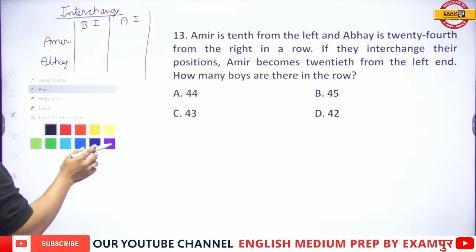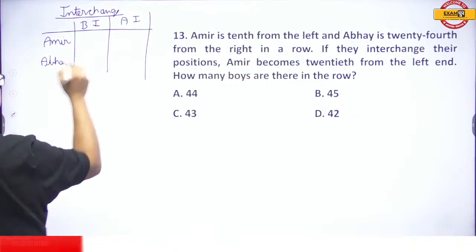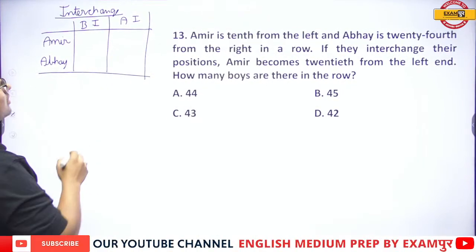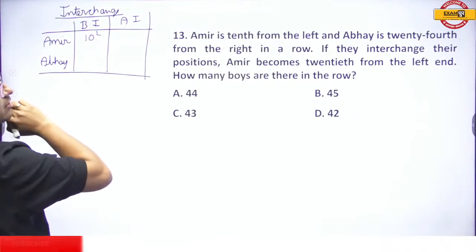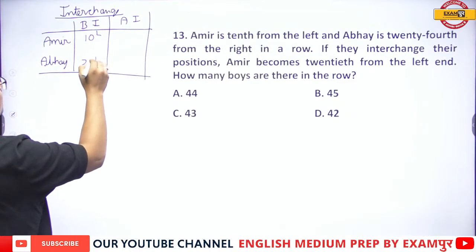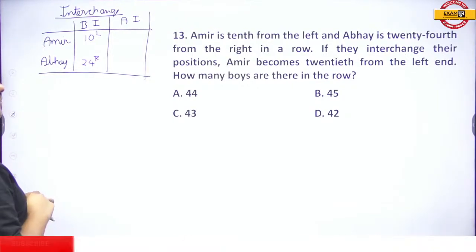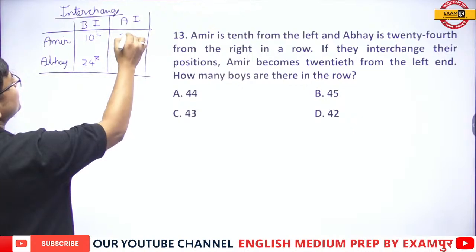Now see, here it is clearly mentioned. What is clearly mentioned? Amir is 10th from the left. And Abhay is 24th from the right. If they interchange their position, Amir becomes 20th from the left.